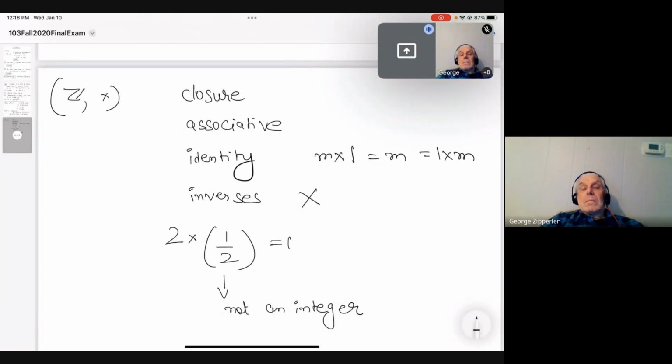If I want to talk about inverses, what I can do is I can extend my set. From integers, I can go to rational numbers, and their inverses make sense, right?